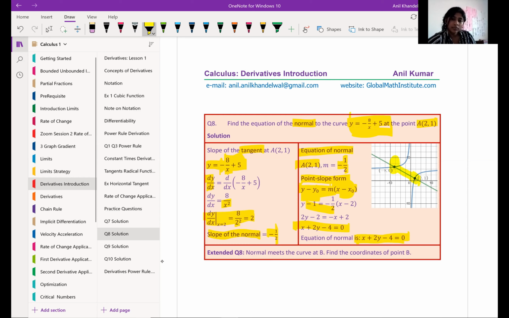So as an added exercise, you should do this on your own. You all can take a picture of this page and try to extend question 8 also.